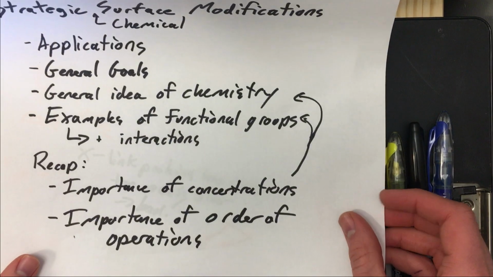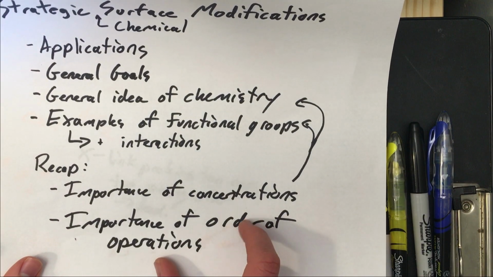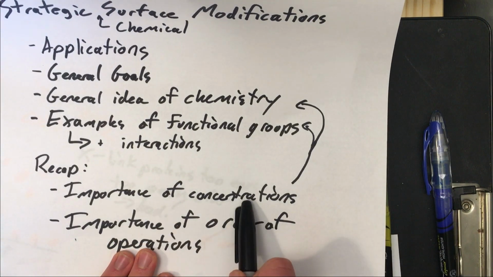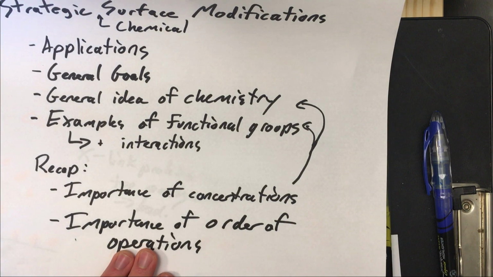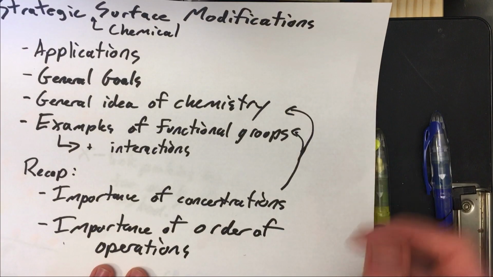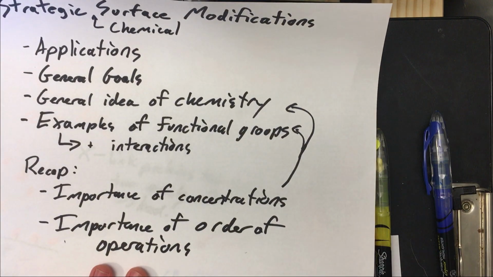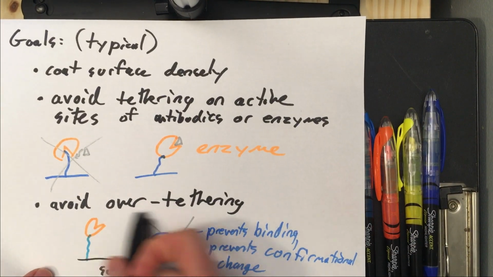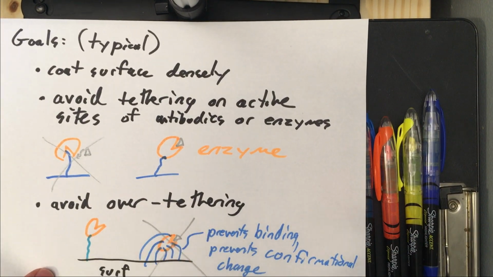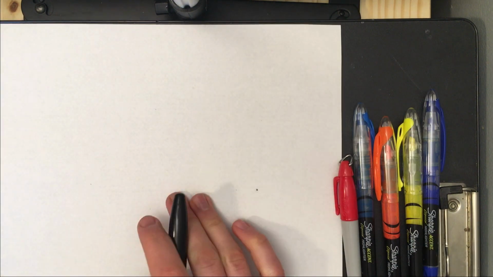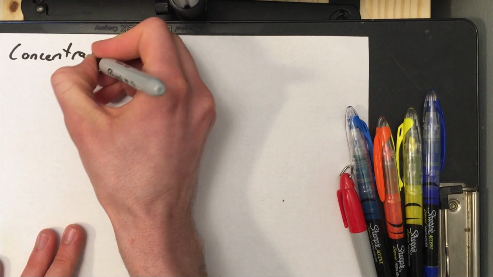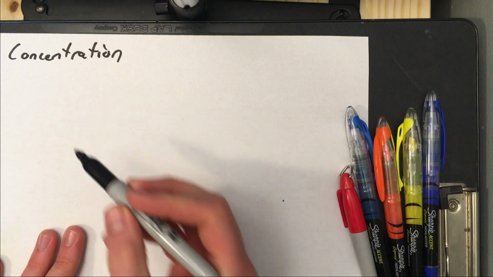Okay, so forgive me for doing things a little out of order, but now let's talk about the importance of concentration of some of these linker molecules in the steps that we're going to do. The main thing when we're considering concentrations of various reagents is trying to avoid this problem of over-tethering. So, the importance of concentration. So, concentrate really hard on this section.